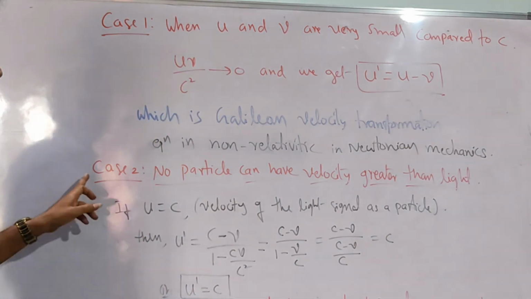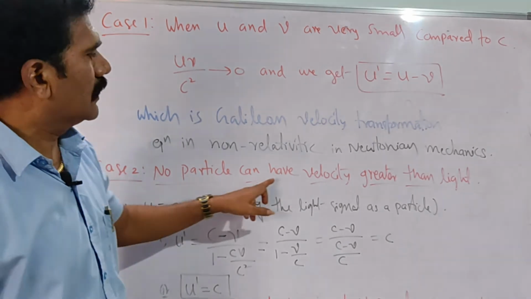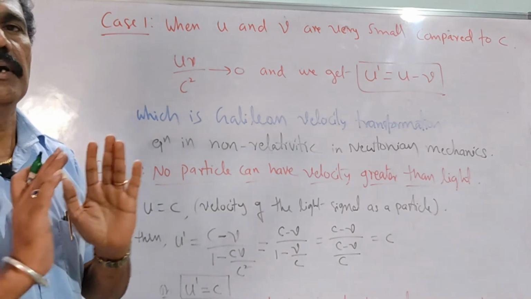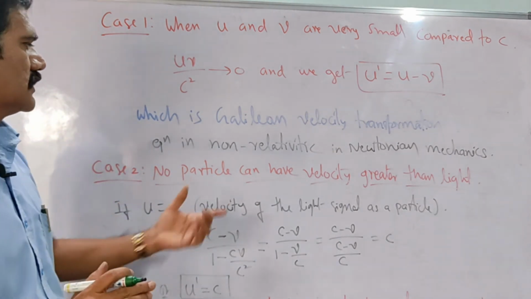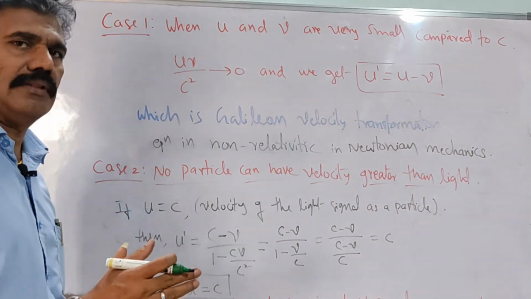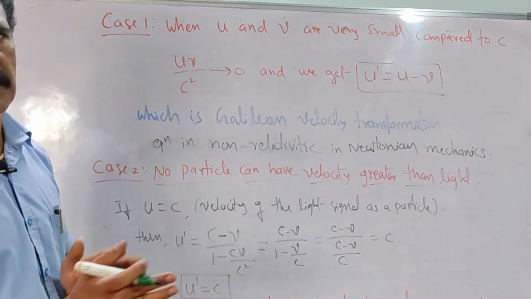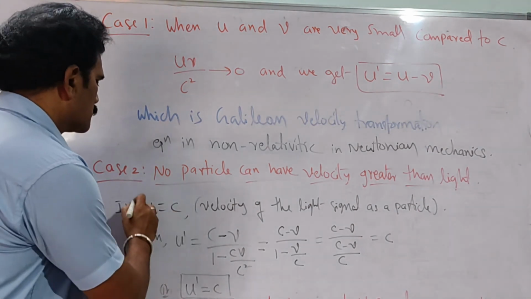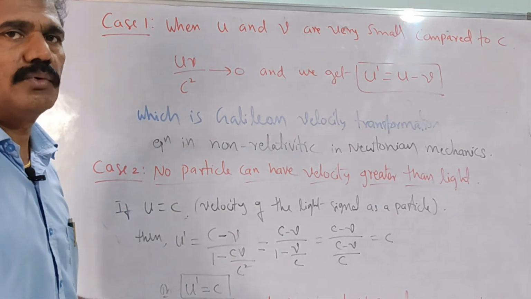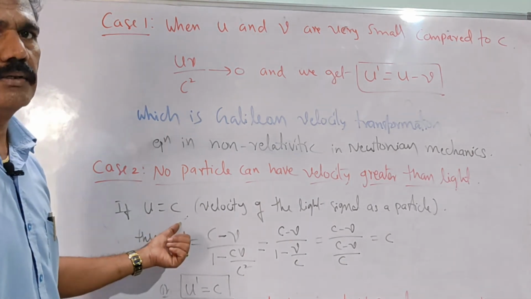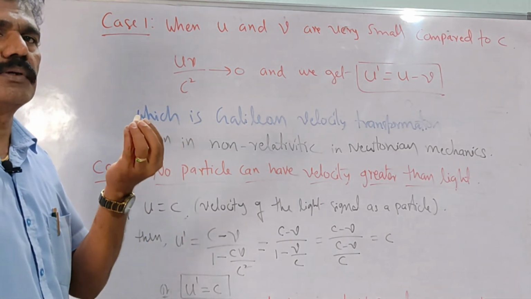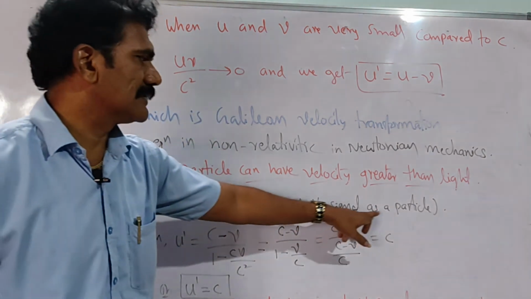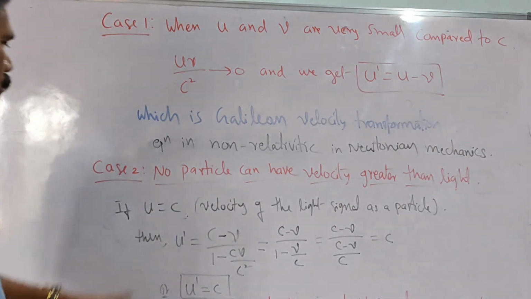Okay, similarly in the second case we can see that no particle can have a velocity greater than light, that means the velocity of light itself is the ultimate velocity. So in order to see that, the velocity of light is always the same with respect to S and S dash, that is what you have to prove, right? So for that let us consider again u is equal to c. Suppose the particle is moving with the velocity of light c. It is a particle in the sense that you can assume it as a light signal, a light emitting particle. So for the light signal as a particle, you assume u is equal to c.